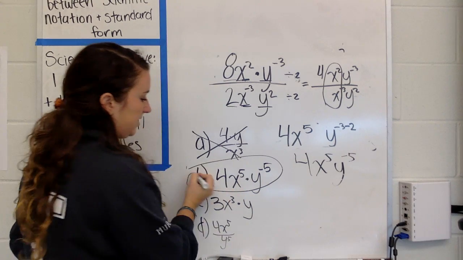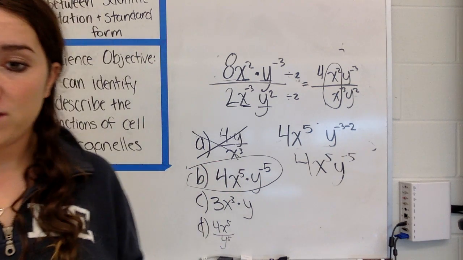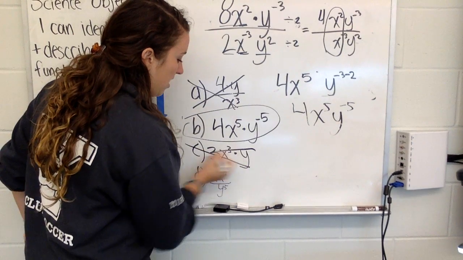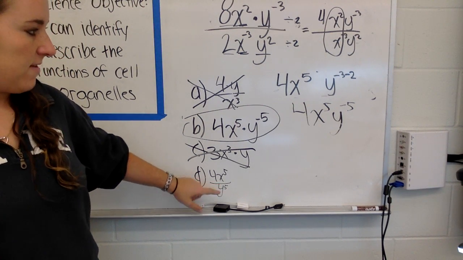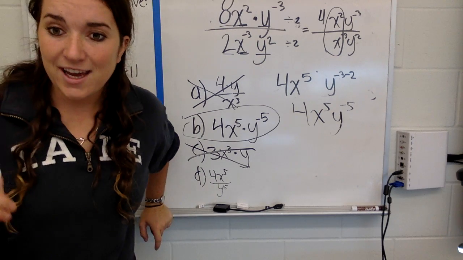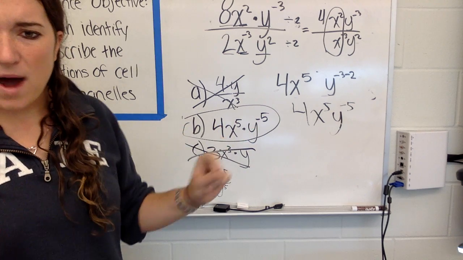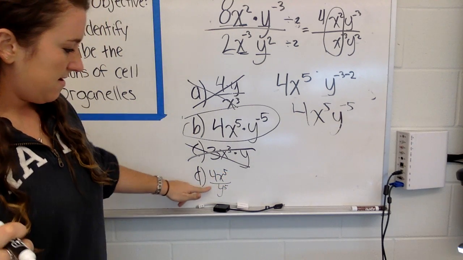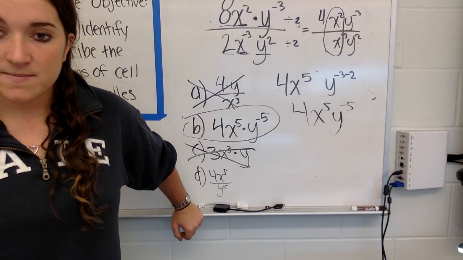B is perfect. It's exactly what I have over there. But I need to keep checking my answers to see if there are any others. This, my coefficient is wrong. It should be 4, not 3. And then I have 4x to the 5th over y to the 5th. That looks really similar. The only thing that's different is my y to the negative 5th. I know that y to the negative 5th power isn't the same as y to the 5th power, but if I move it into my denominator, is that the same?